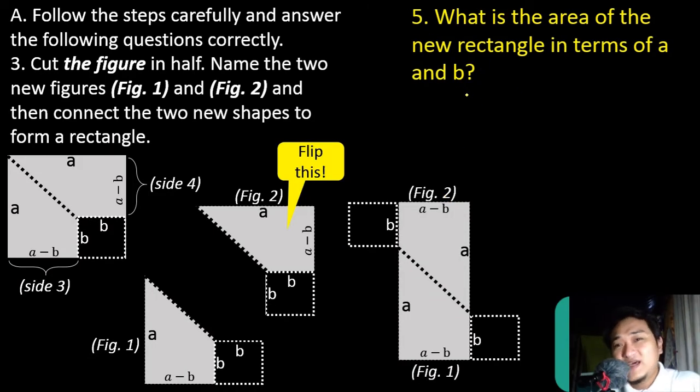Okay, let us try to answer number 5. So, anong nangyari sa figure natin? Itong figure na to, ito yung figure na nabawasan nung area ni B, or that is simply A squared minus B squared. Okay?